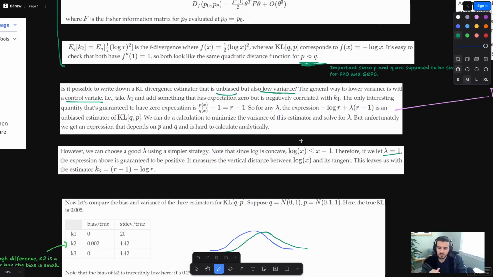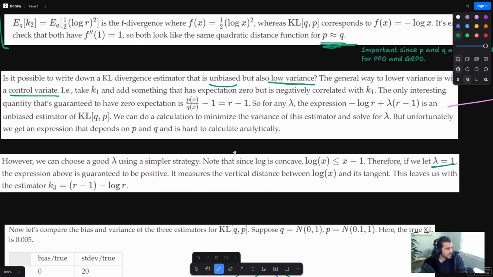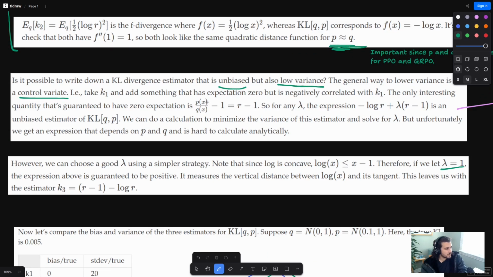If you set this properly, you can reduce the variance while keeping the bias in check. In our case, the quantity that we have that is guaranteed to have zero expectation is this one. So this is our t, this is our tau, so we have r minus 1. And like you see here, we have the lambda, which is similar to the c that we just saw. And we can set the c, the lambda, to 1, and you should be good to go.